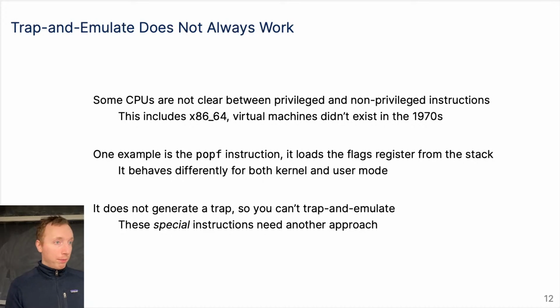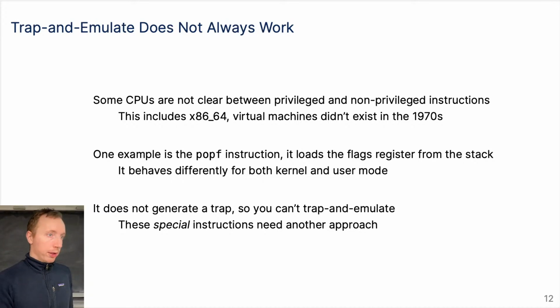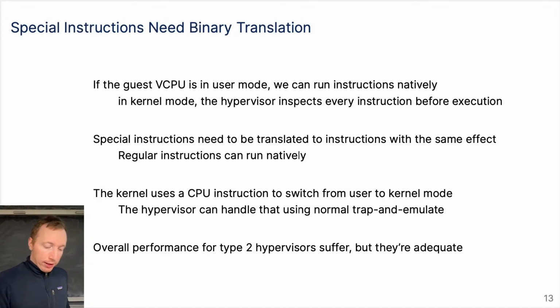And this is a problem for our type 2 hypervisor because everything's running in user mode. If your kernel actually expects the kernel-mode version of the instruction and you just blindly execute it, you're going to execute the wrong thing, and there's probably going to be some very hard-to-debug problem. You can't generate a trap here because it's still a perfectly legal instruction. It just behaves completely differently. So these are called special instructions and need another approach. They need something called binary translation.